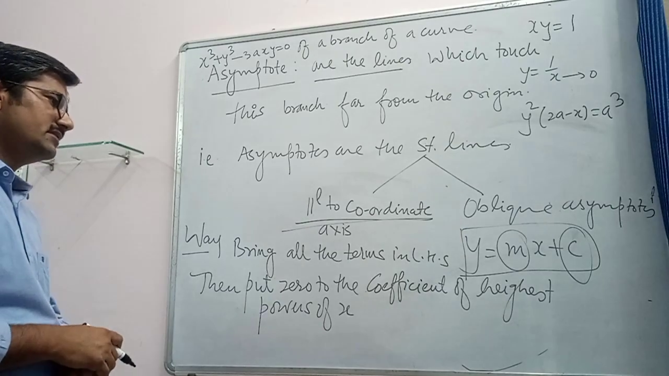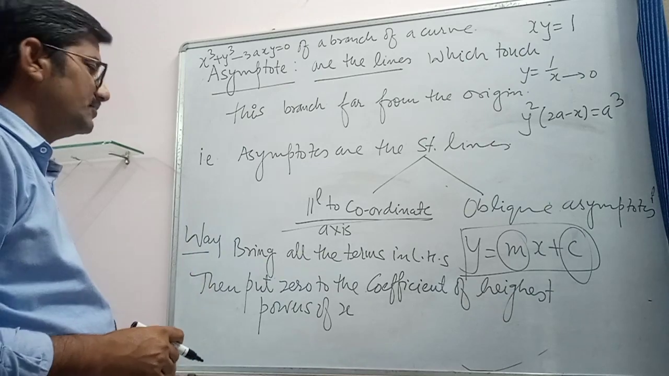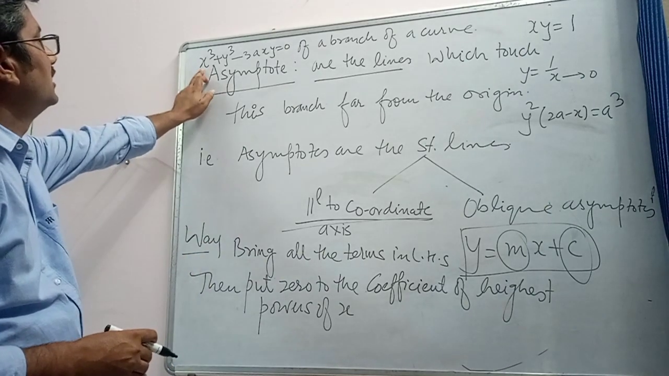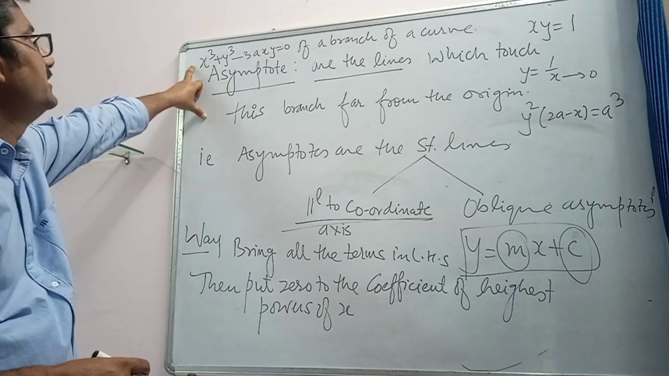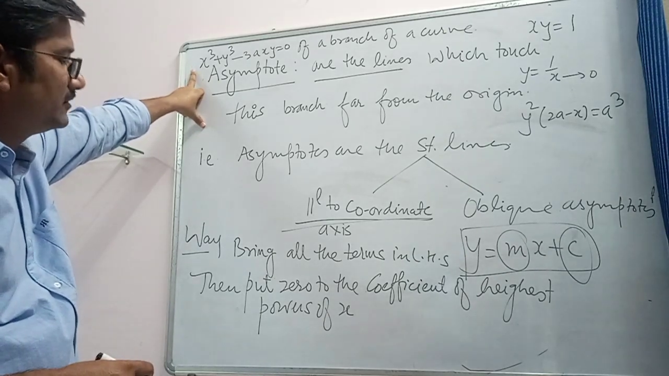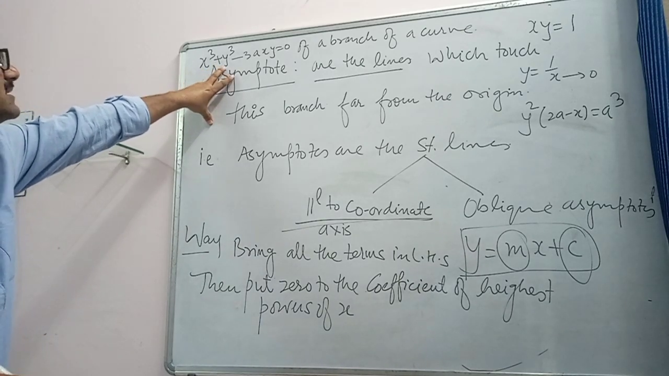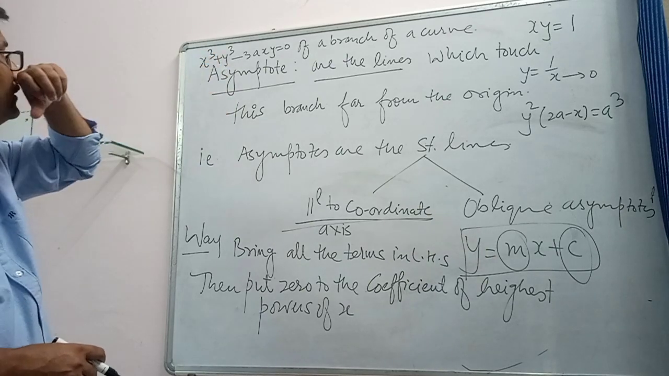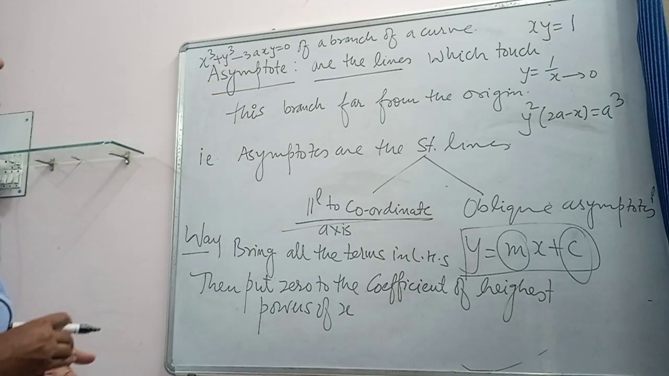So if you want to check the asymptote parallel to x-axis, then equate to 0 the coefficient of the highest power of x. So in this curve, the coefficient of the highest power of x is 1. It is a constant. It means the curve does not have any asymptote parallel to x-axis. And similarly here, the coefficient of the highest power of y is 1. So this curve does not have any asymptote parallel to y-axis.